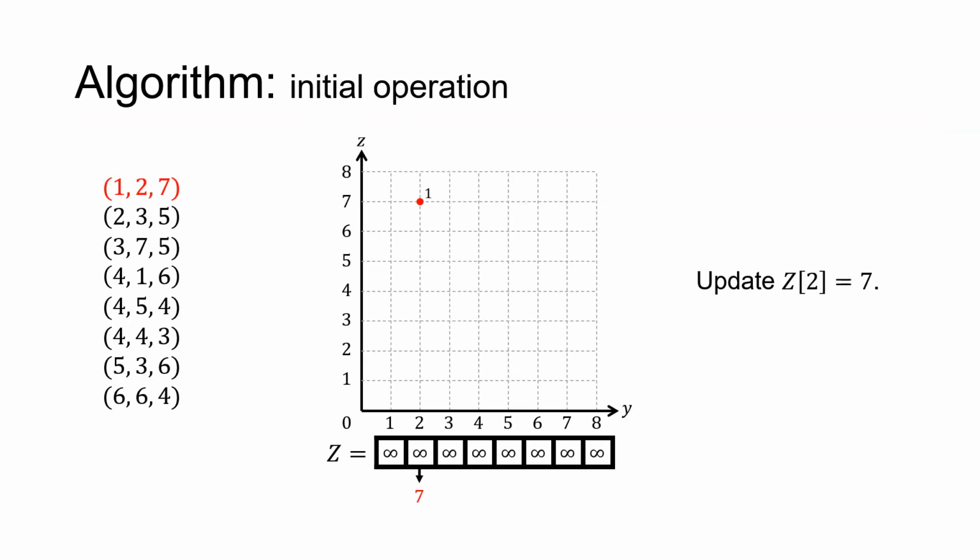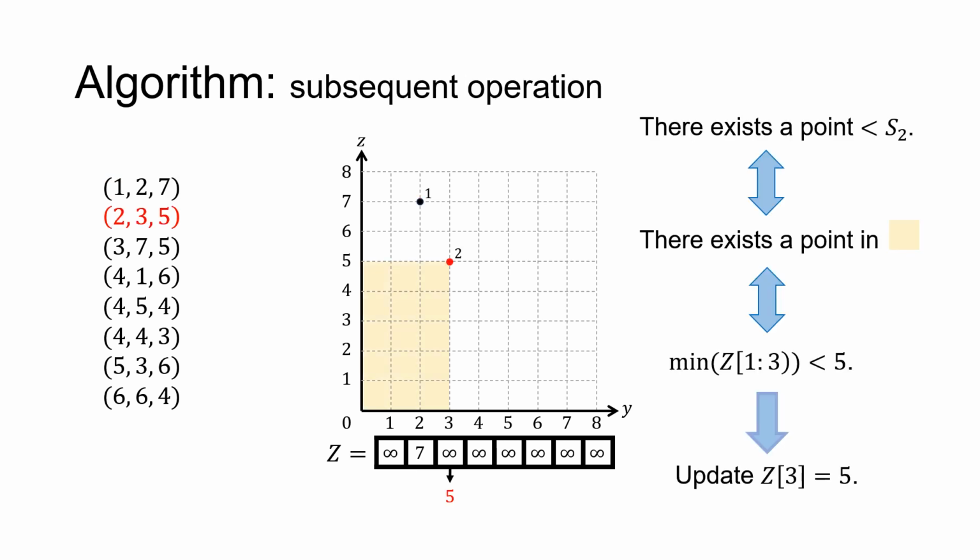We come across the first element of S, that is (1, 2, 7), and we'd like to add the point on the yz plane. To achieve this, we simply update z[2] to 7. The initial operation is now finished.